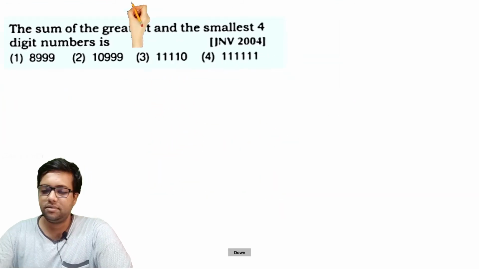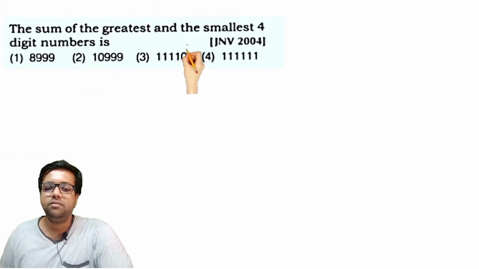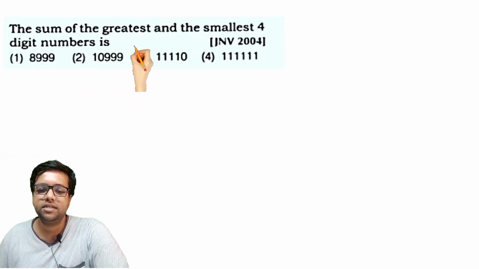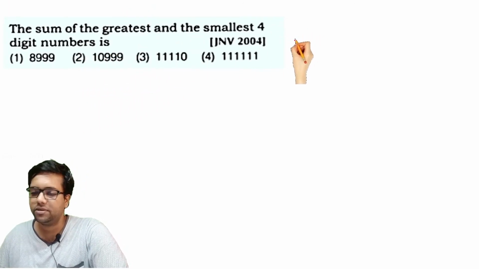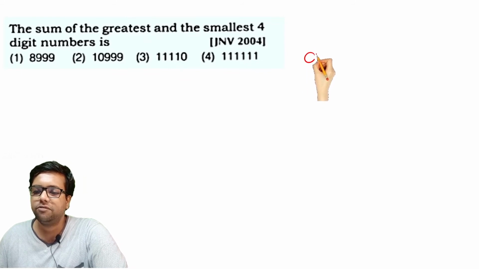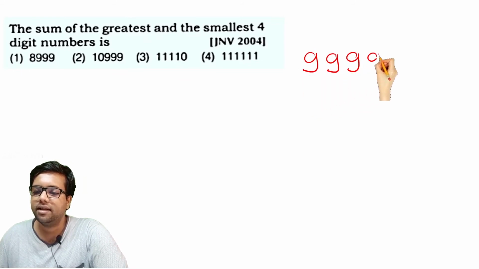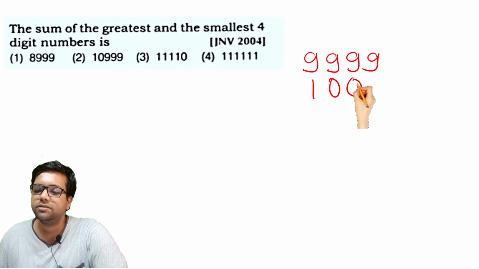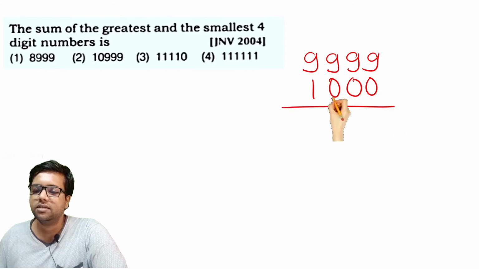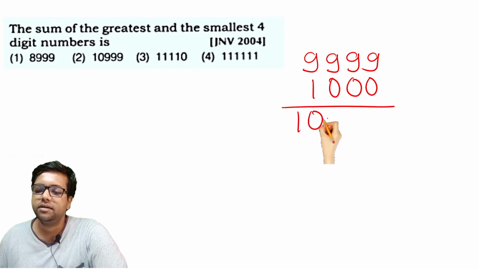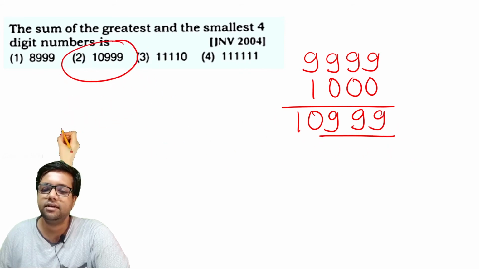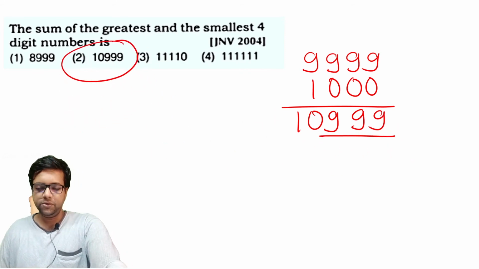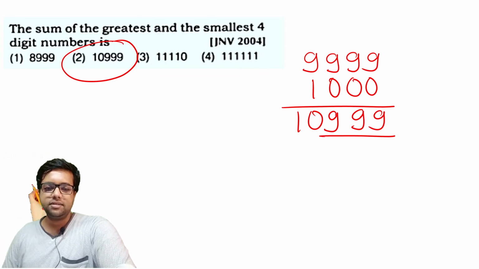The sum of greatest and smallest 4-digit numbers. The greatest 4-digit number would be 9999. The smallest would be 1000. And let us do the sum for this. It will be 10,999, available in your option number 2. Option number 2 is your right answer.